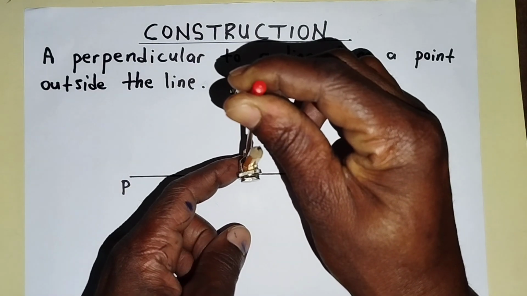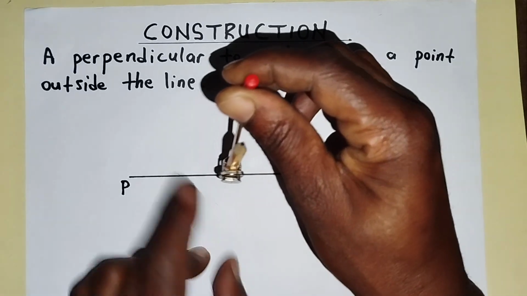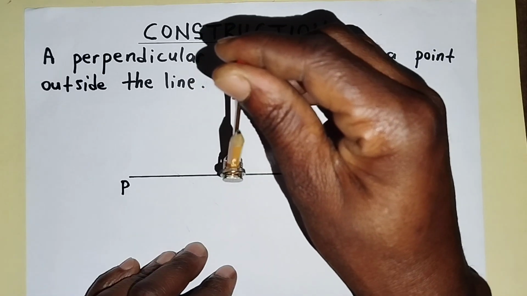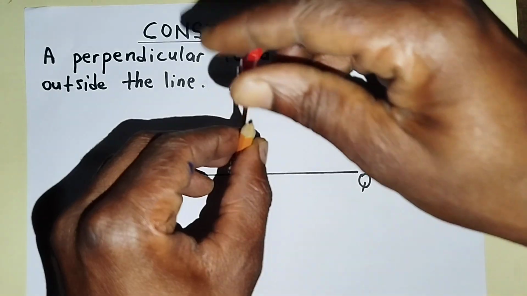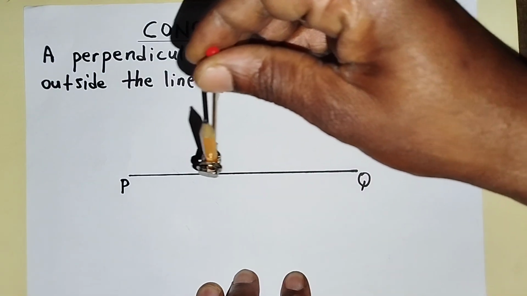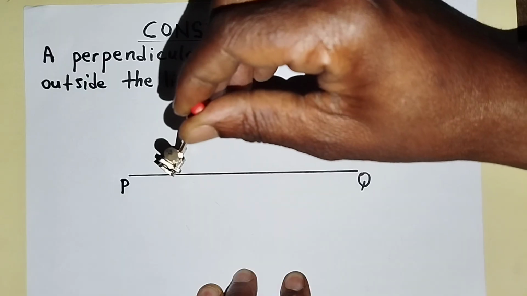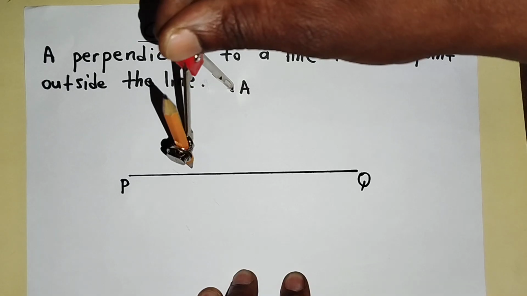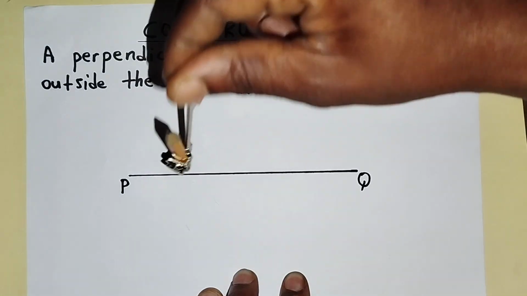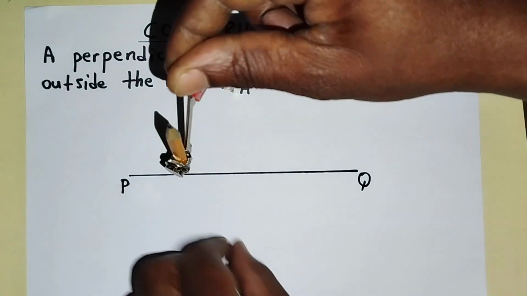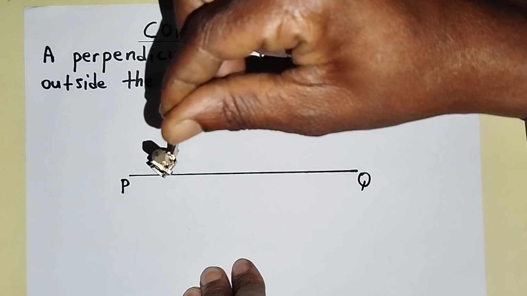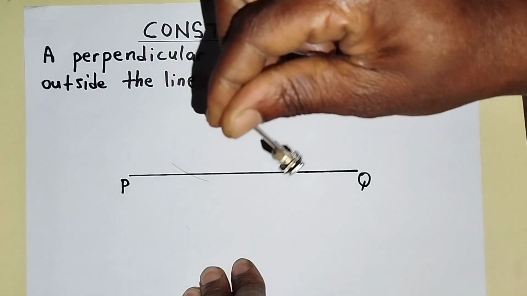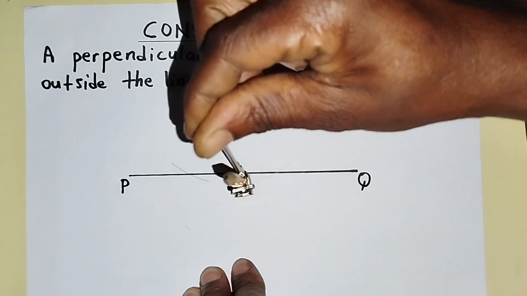So I choose A as my center on my compass and increase the radius of my compass. And then let me go this side so that it becomes clear when you are following. And then I cut with A as my center. As you can see, I cut my given line, in this case PQ. I cut PQ at two points, here and here.